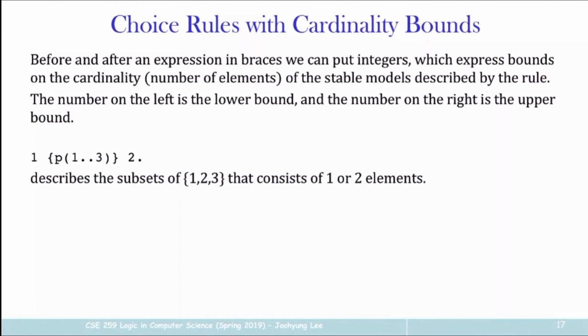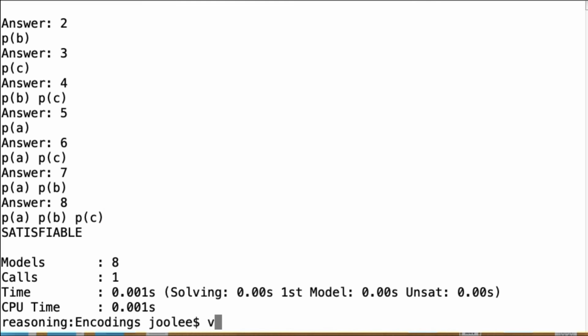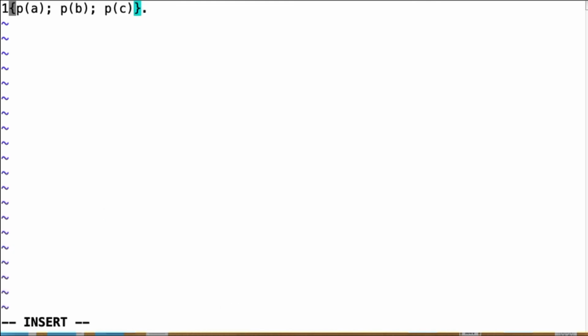So you ask Clingo to return subsets of P1, P2, P3, but the cardinality should be greater than or equal to 1 and less than or equal to 2. In other words, you are eliminating the empty set and the total set. So how many stable models are there? 6. Okay? So let's check that claim. It's not exactly the same example, but structurally the same. So let me just use this one.